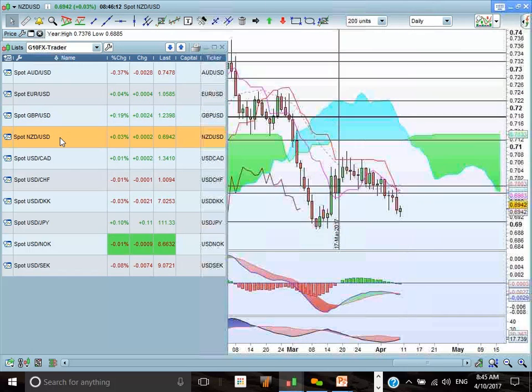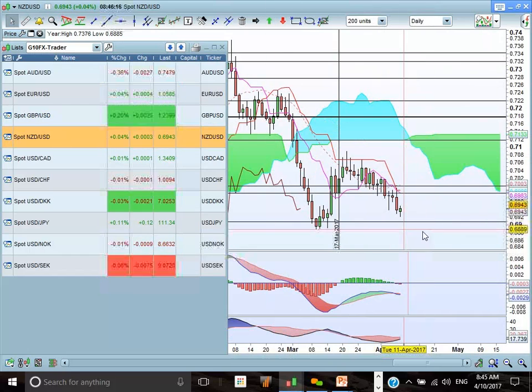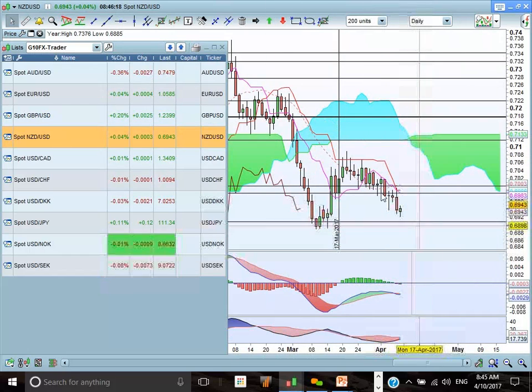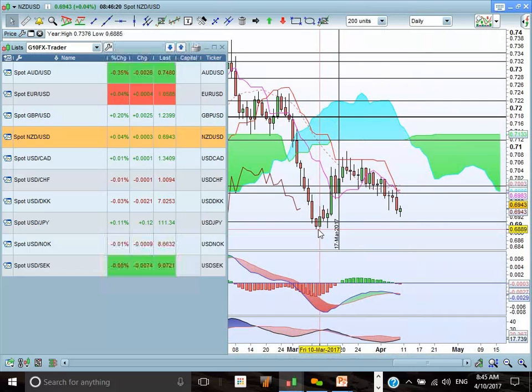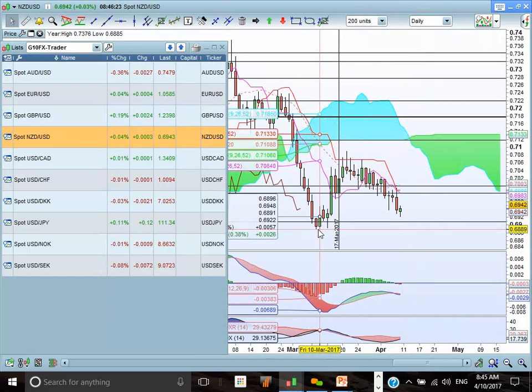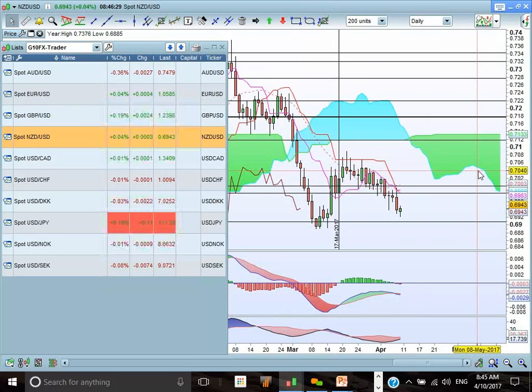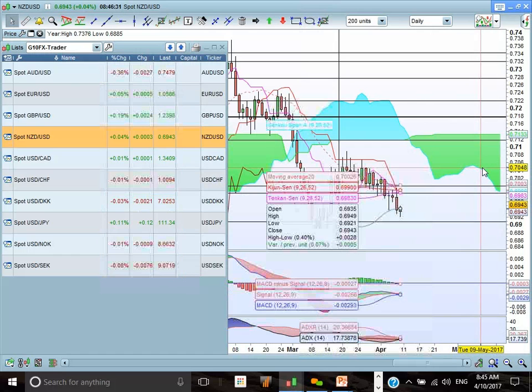New Zealand US dollar. Still sliding lower. Potential support could come back in here just above the 0.6889 level, where we could see support. Overall trend is down, as the front end of the cloud indicates further downside. So it's not a particularly good situation to be in.